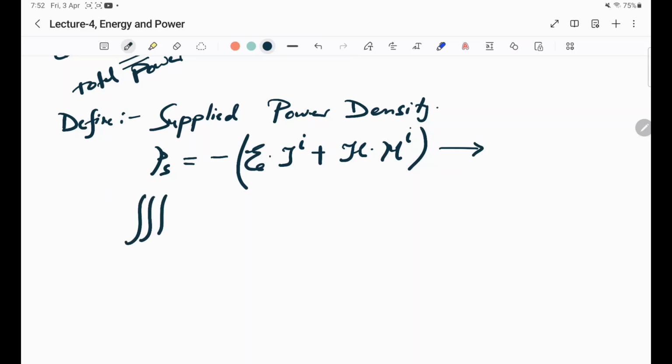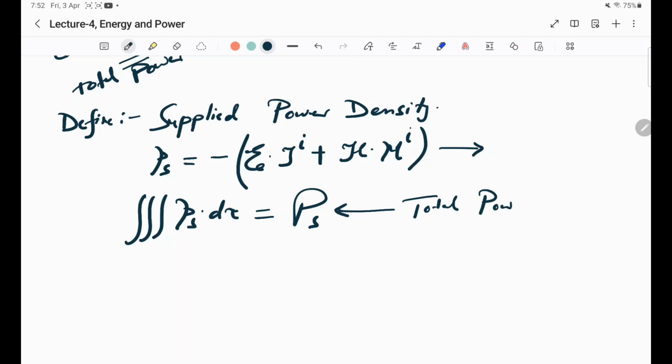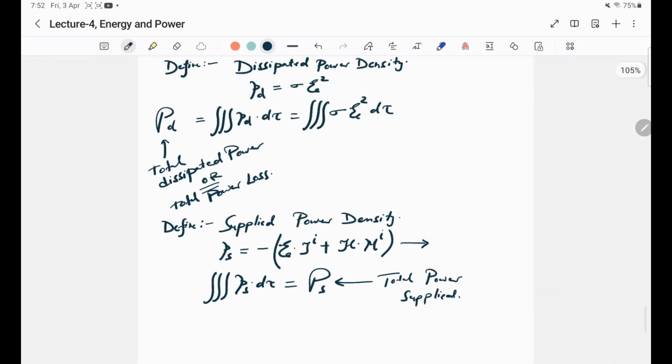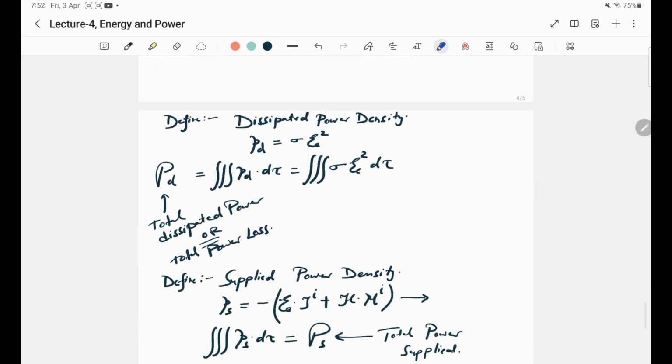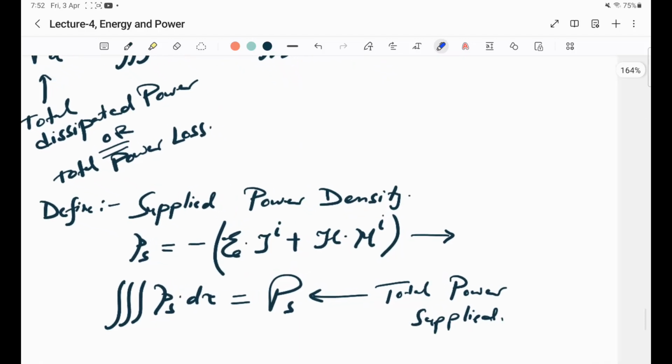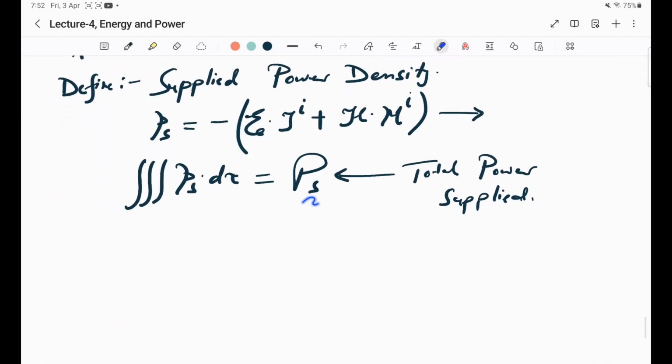Again, if we do triple volume integration of Ps d tau, we can write it as small ps, and this will be named as total power supplied. Total power supplied. Okay, so if you check this term, we are replacing that term with capital PS as the total power supplied, or the small ps, which is the supplied power density.